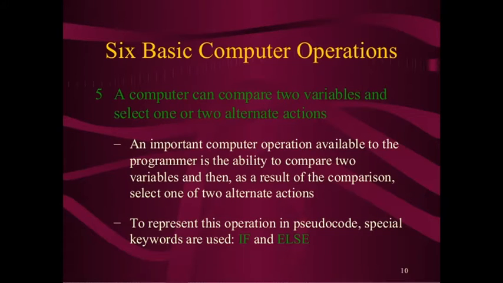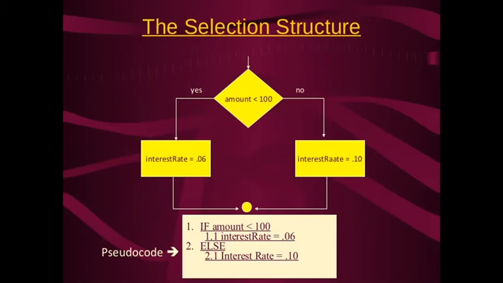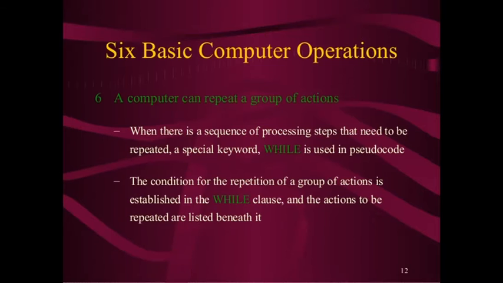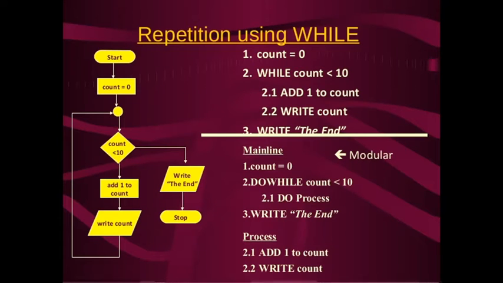And the other is comparison between two variables, in which we select one action according to the condition, if true and false condition. That is the example of selection structure. Repetition means we want to perform multiple same actions in a sequence. We use while, do while, and repeat until. That is the example of while, do while.